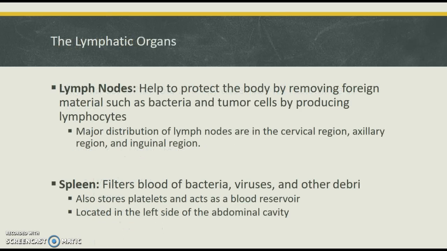So first we're going to get into just a quick overview of all the lymphatic organs. So first you have your lymph nodes, which help to protect the body by removing foreign material such as bacteria and tumor-causing cells by producing lymphocytes. And they're mostly found in the cervical, which is the neck region, the axillary, which is the armpit, and then the inguinal region, which is the groin.